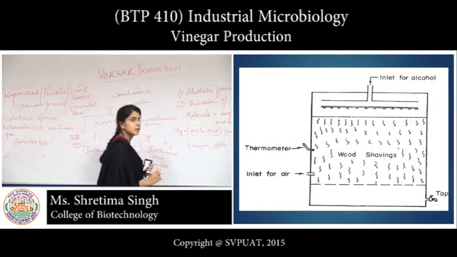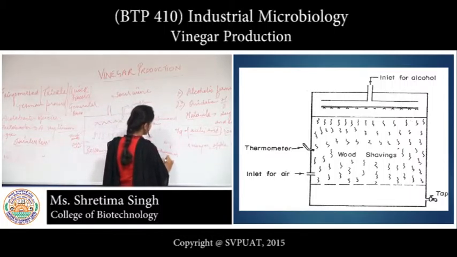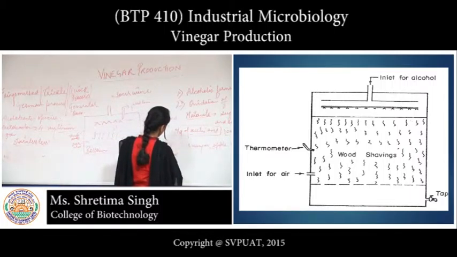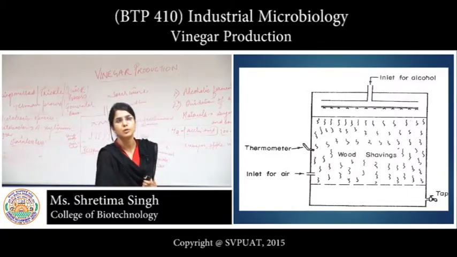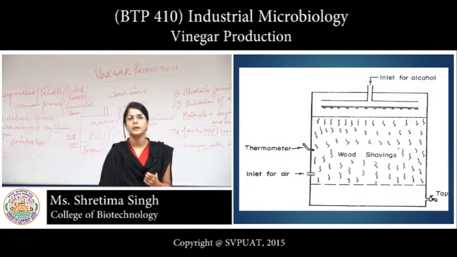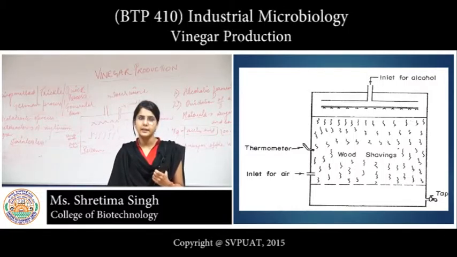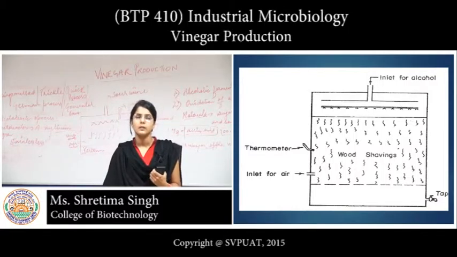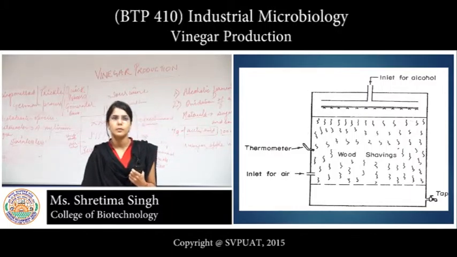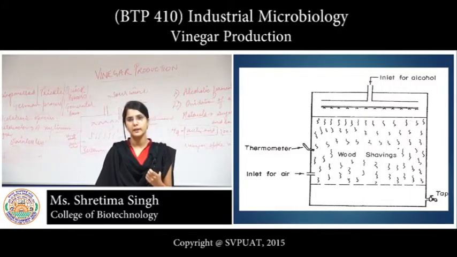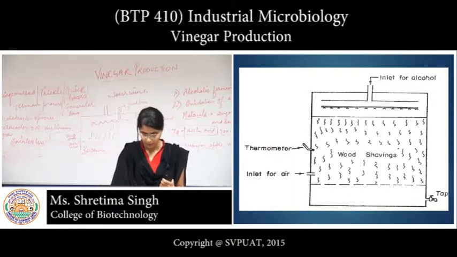So, this unit was embedded with one of these materials, and a bacterial film used to develop on it. The alcoholic broth was intermittently transferred into the tank, that is, it was irregularly transferred to the tank, and proper aeration was provided through the air inlets at the bottom of the tank.